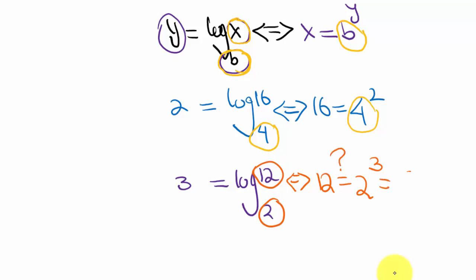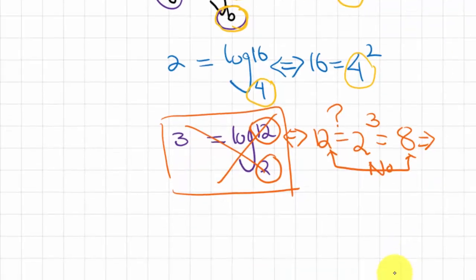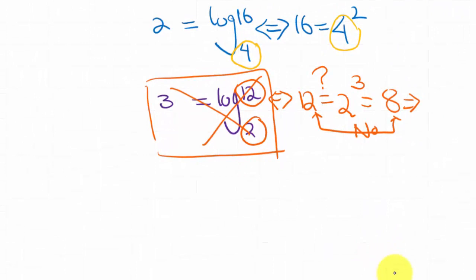Let's see. 2 to the power 3 is 8. And we know that 8 is not equal to 12. No. Hence, we say that 3 is not equal to the log of 12 in the base of 2. Right? Okay, please remember this rule, guys.